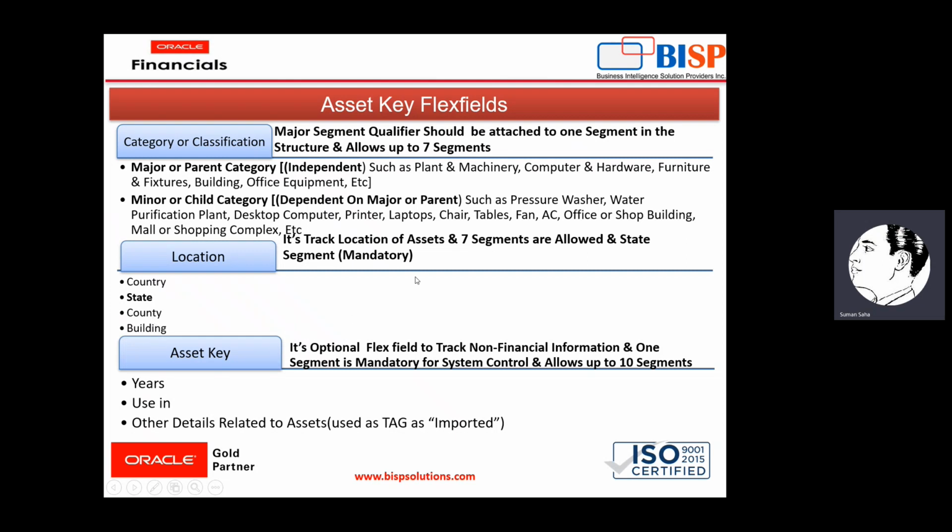county, building. Location is basically for tracking the asset in the organization, in which 7 segments are allowed, and the state segment label is mandatory. Another flex field is the asset key flex field, which we use for reporting purposes, which is optional but is required for system control. In this, up to 10 segments are allowed.